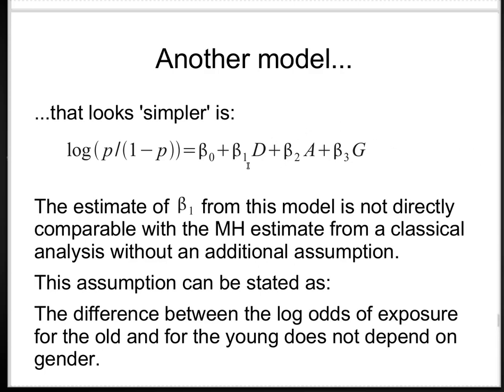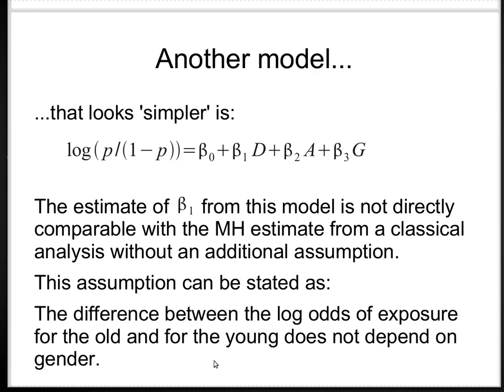It turns out that the estimate that we get of beta 1 here is not directly comparable with the Mantel-Haenszel estimate from the stratified analysis without an additional assumption, an assumption that's often ignored in the consideration of this type of model. It turns out that the assumption has a somewhat elaborate naming, and I'll just read it for you here. The difference between the log odds of exposure for the old and for the young does not depend on gender. And that can be expressed in terms of the difference between the men and the women does not depend on age group.